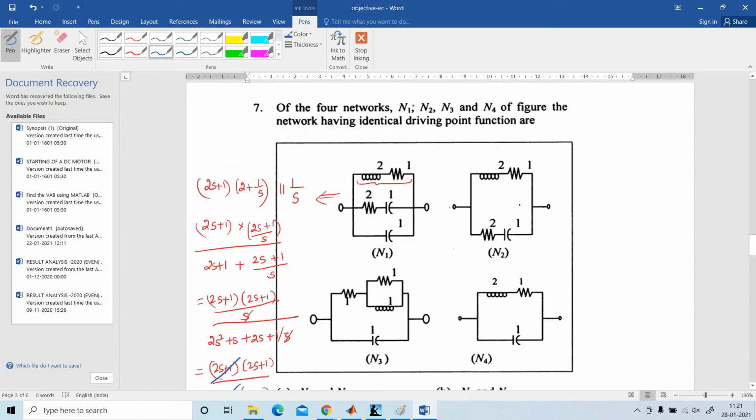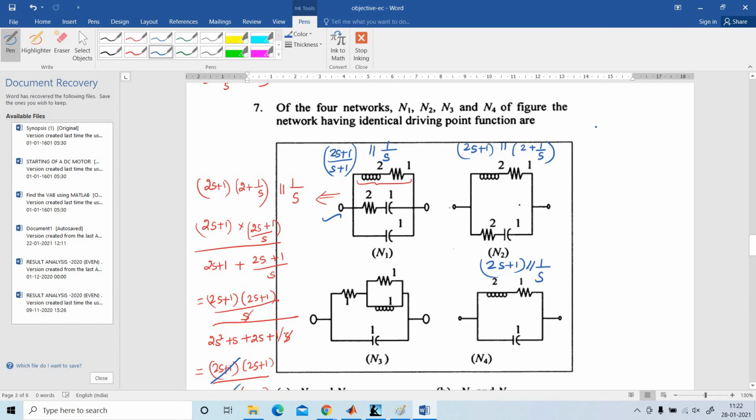Okay, so what is the first one? The first one is 2s plus 1 plus s plus 1, that is in parallel with 1 by s. This is for N1. What is N2? 2s plus 1 parallel with 2 plus 1 by s. Okay, see, both are completely different. And for this one, how to find this? For this one, 2s plus 1 parallel 1 by s.